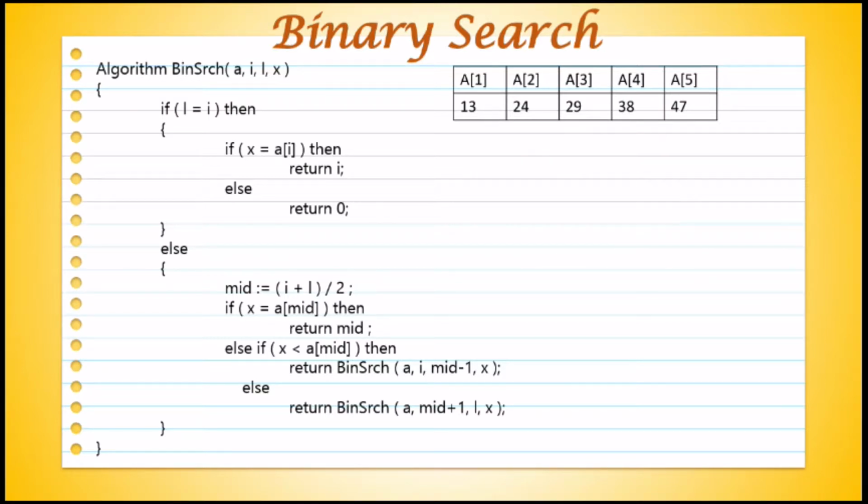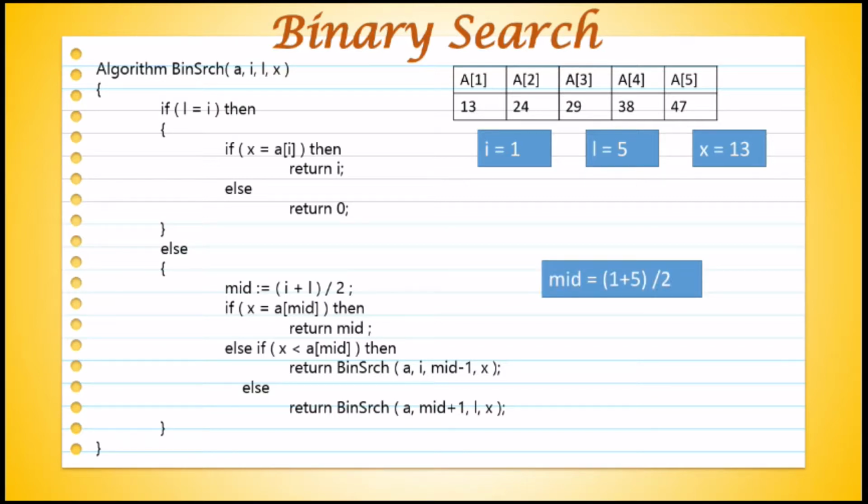Now we will take same values. So I will be 1, L will be 5, and we are trying to search the element 13. So x will be 13. So again we will check whether L is equal to I. This condition is false. That means we will execute the else part. So in the else part, we will first calculate the value of mid. So 1 plus 5 divided by 2, that is 3. So the mid value will be 3.